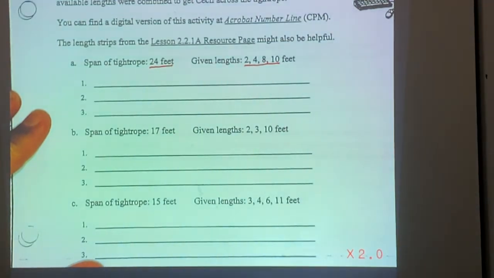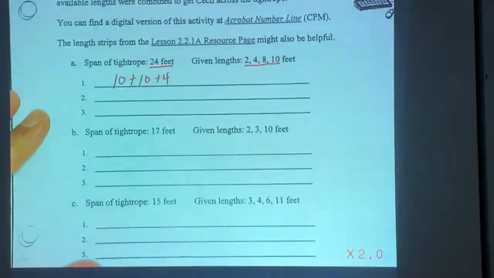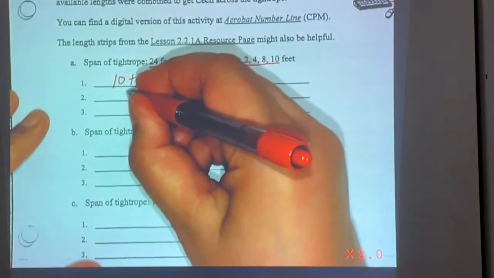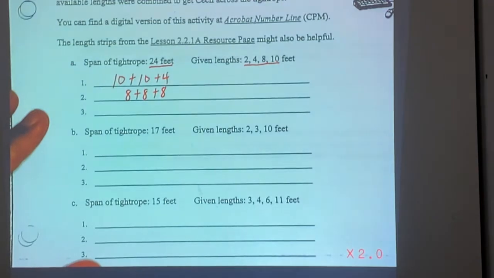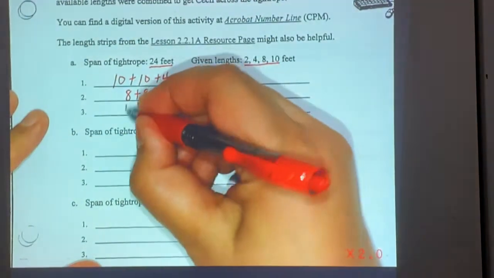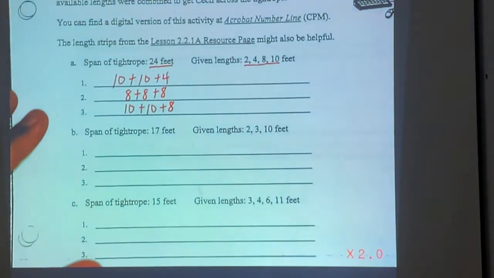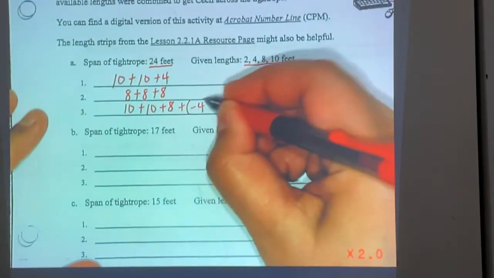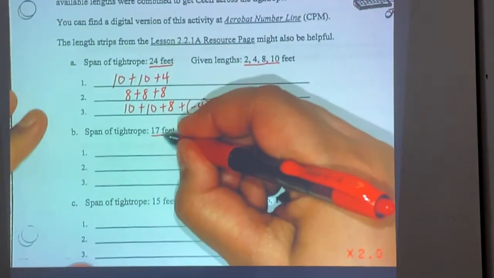So the first one to get 24: 10 plus 10 plus 4, because that makes 24. Anything else? Oh, very nice. 8 plus 8 plus 8. Okay. Anything else? Let's try to use a negative. How about 10 plus 10, that's 20. So if that's 28, he needs to go back how many? 4. So this is how you say he goes back 4. Good job.